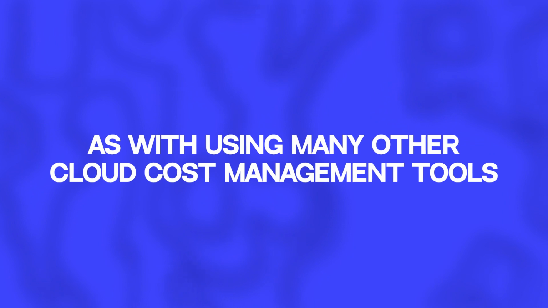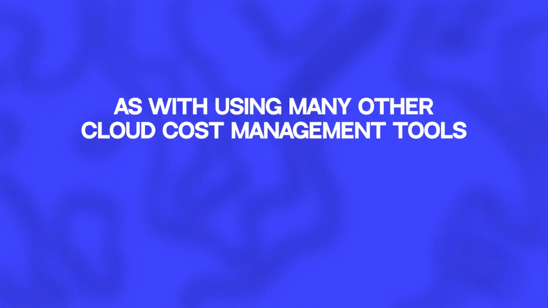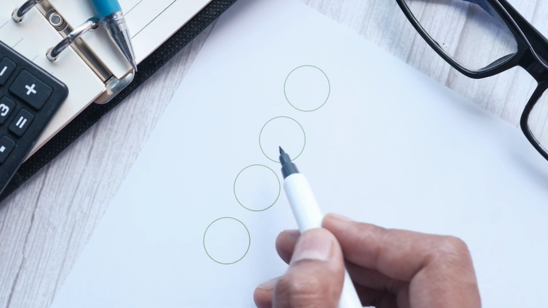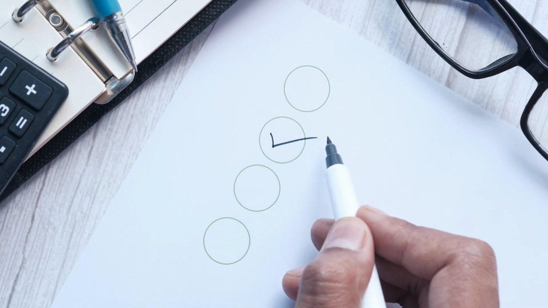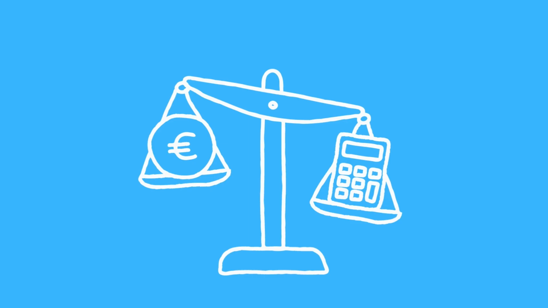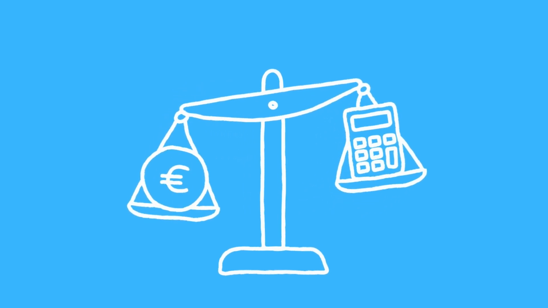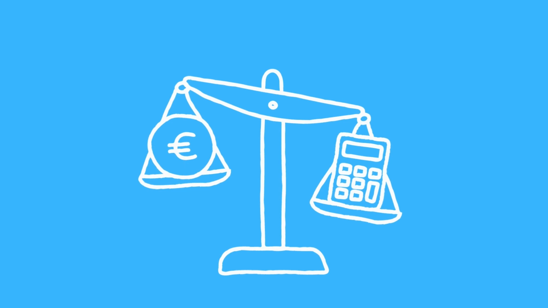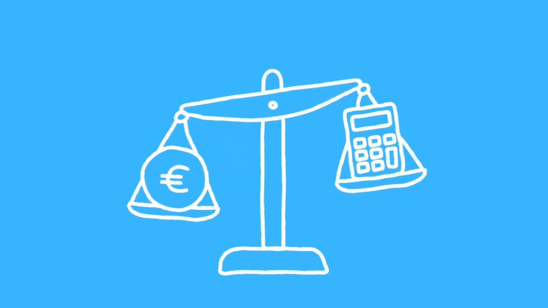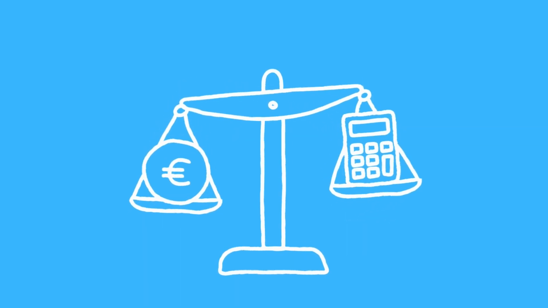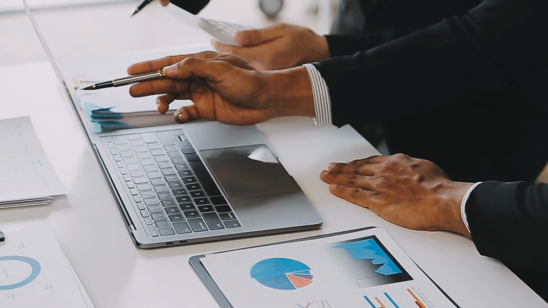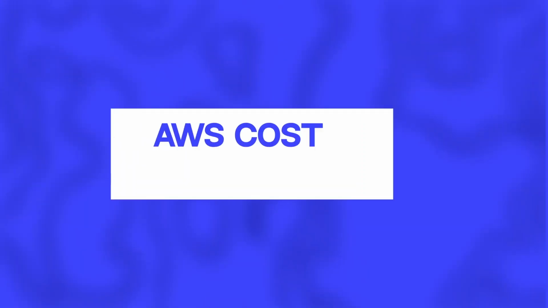As with using many other cloud cost management tools, a good AWS tagging strategy is crucial. Inconsistent tagging can lead to inaccuracies in cost analysis and resource allocation. Finally, it's worth noting that Cost Explorer does not provide specific recommendations for cost optimization, meaning you need to analyze the data and make decisions on reducing expenses yourself. All these limitations should be taken into account when using AWS Cost Explorer.